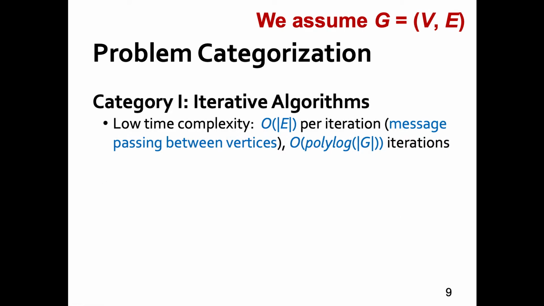The first category of graph mining problems that we define are iterative algorithms. These algorithms have a low time complexity, usually passing messages between vertices along edges, and running for a logarithmic number of iterations, giving a time complexity of about n polylog n.